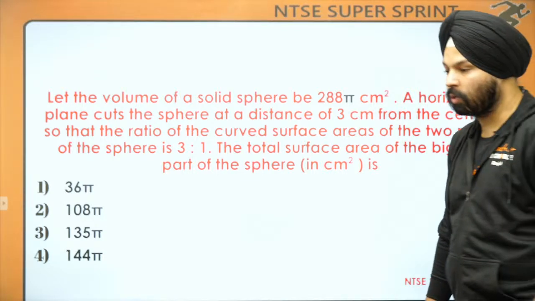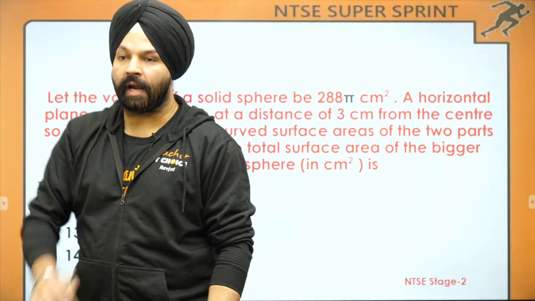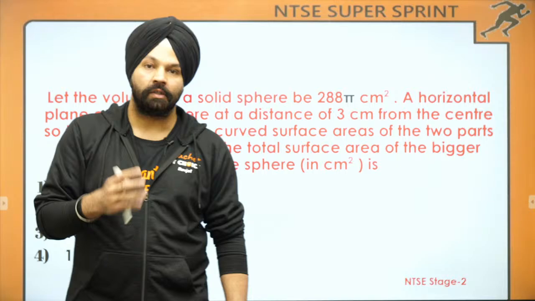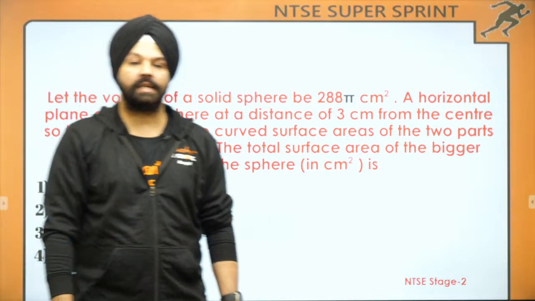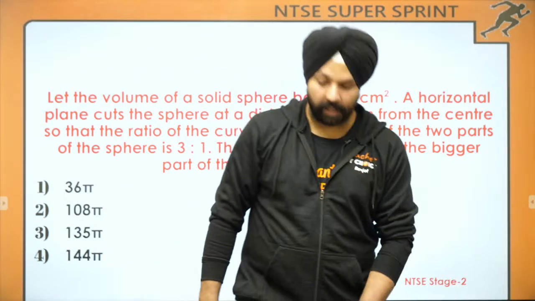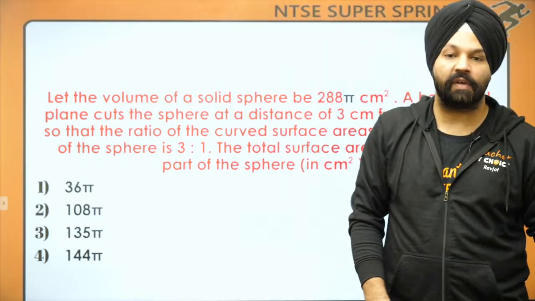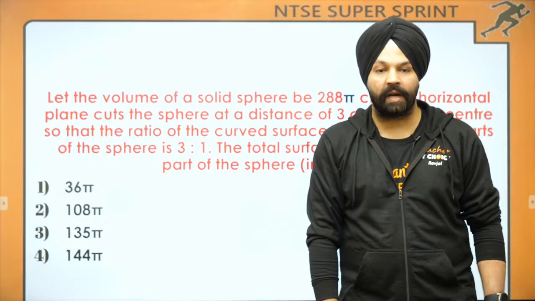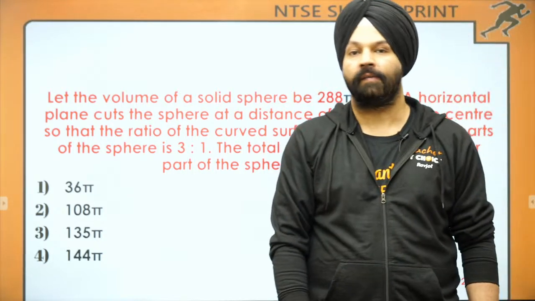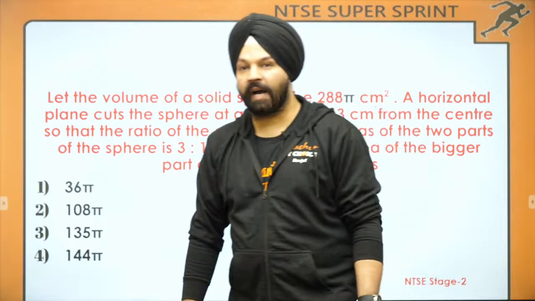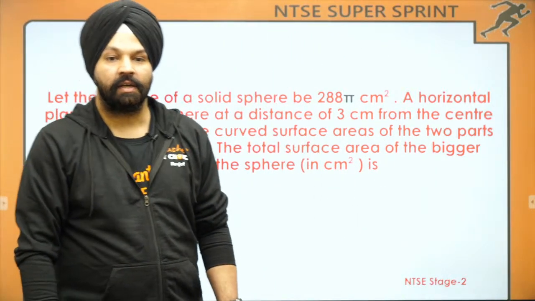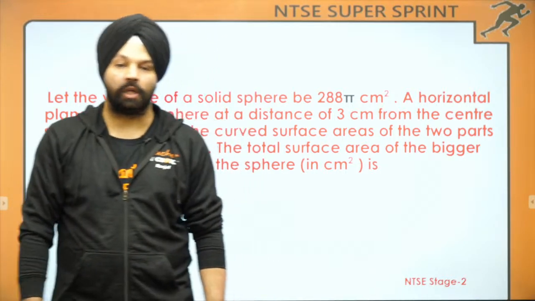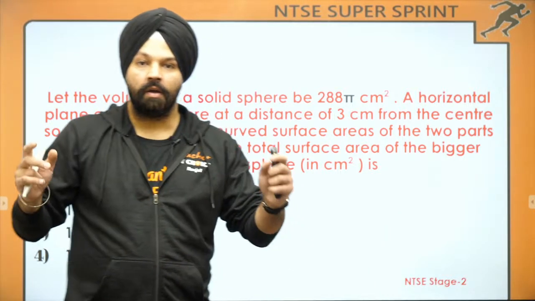It is again an NTSE stage 2 question. So the story is, there is a sphere and you are chopping it down. You are getting two parts. The curved surface area of the bigger part is thrice that of the smaller part. What he is asking for is the total surface area, not the curved surface area. He is asking for the total surface area of the bigger part. And options are also available: 36 pi, 108 pi, 138 pi and 144 pi. Right? We can use pi as 22/7 if needed, but there is no need since pi is already written. So we need to solve this question in the best possible manner.